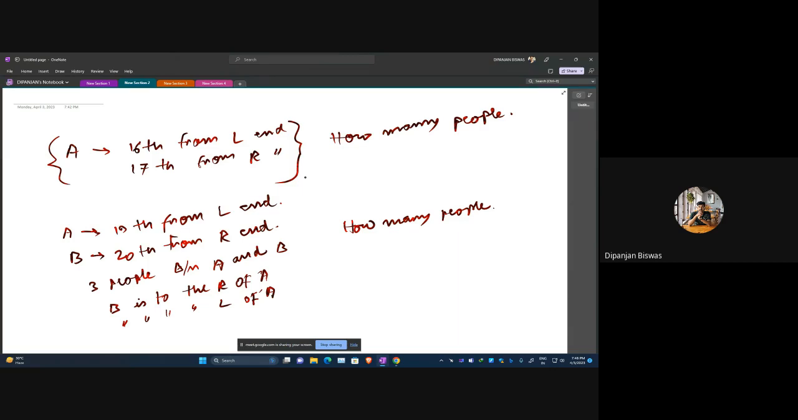Some might solve this by adding 16 plus 17. That is 33. But it should be a wrong answer.